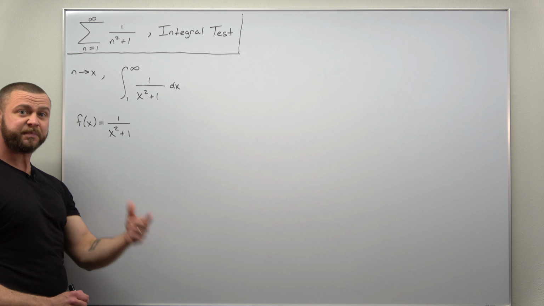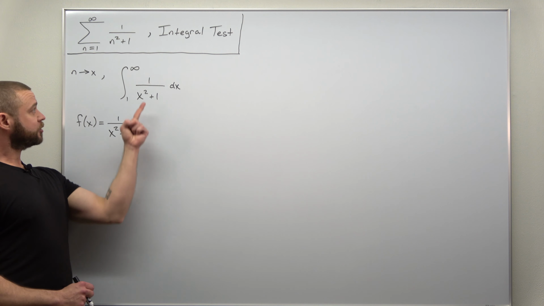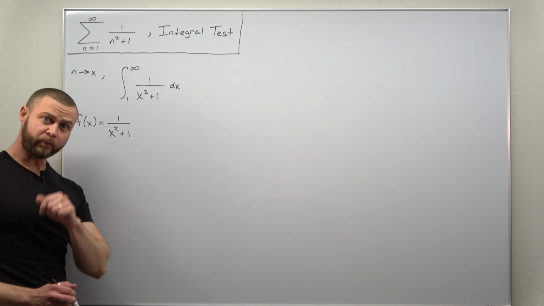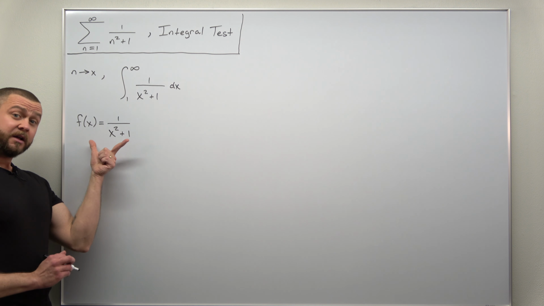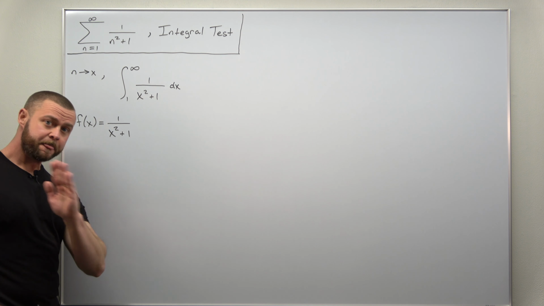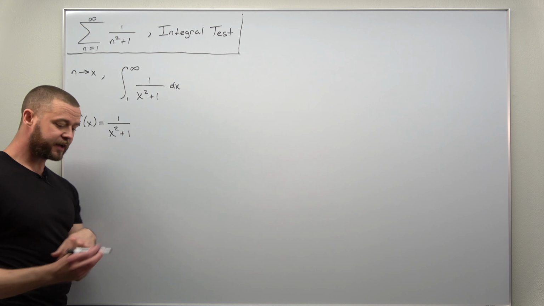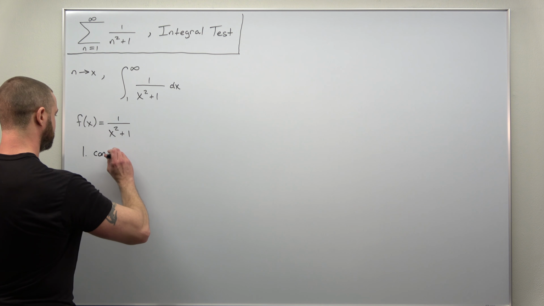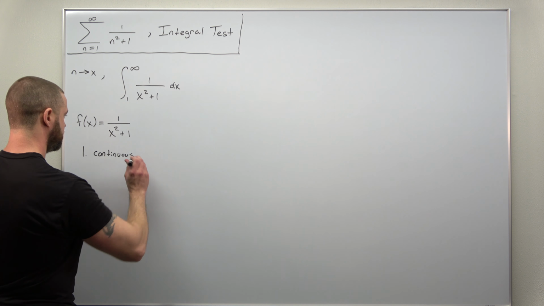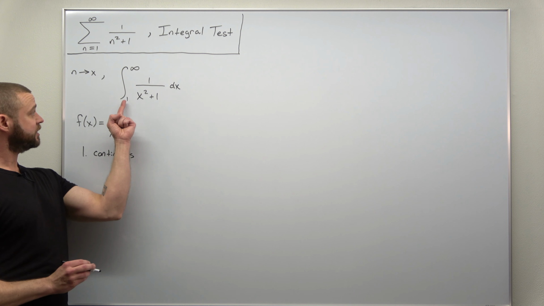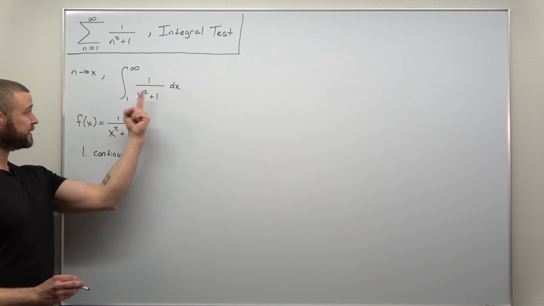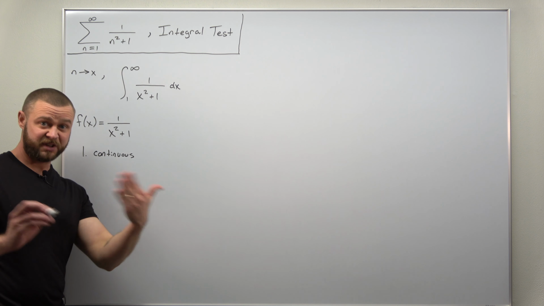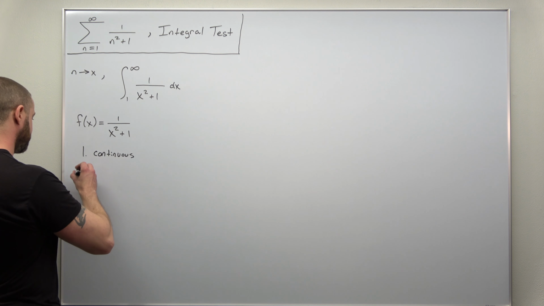Replace n with x, and we get this improper integral of 1 over x squared plus 1 from 1 to infinity. Your function of x is 1 over x squared plus 1, and always make sure that you check the conditions. So first, this function is continuous on the interval from 1 to infinity. There's no discontinuities, there's no division by 0, so this function is continuous.